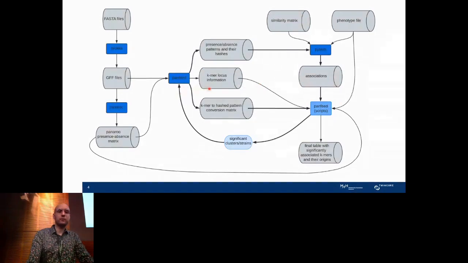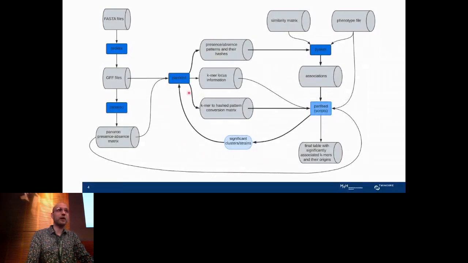The first time, we skip the recording of the locus information and the k-mers, and just produce these presence-absence patterns, input that into PySeer, get the associations, input that into the convenience scripts of PanFeed, and from that we can get the names of the clusters that are significantly associated to the phenotype in question, and also the clusters that contain k-mers that are significantly associated to the phenotype in question.